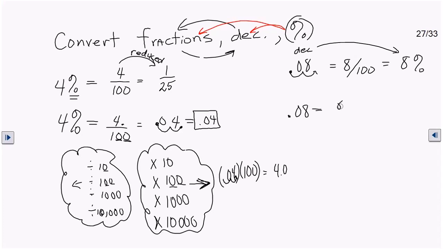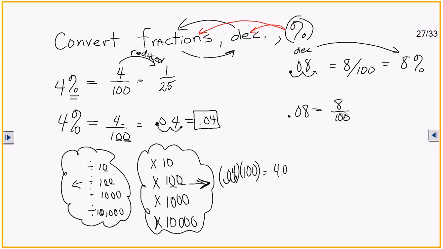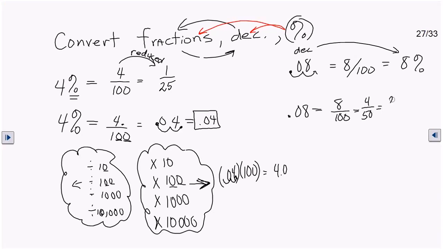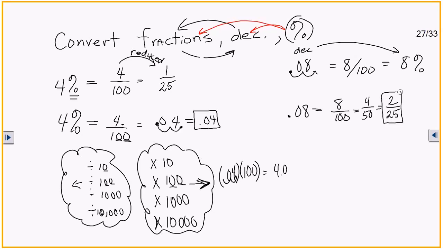Do the same thing. Now instead of writing this as a decimal, I'm going to simplify the fraction. So what will go into 8 and 100? Well, 2 will go into both, so I'm going to divide by 2. So that's going to be 4 over 50. 2 will go into those two. 2 over 25. And that's it, because I can't reduce 2 over 25 any smaller. So I've just changed a decimal to a percent, and a decimal to a fraction.